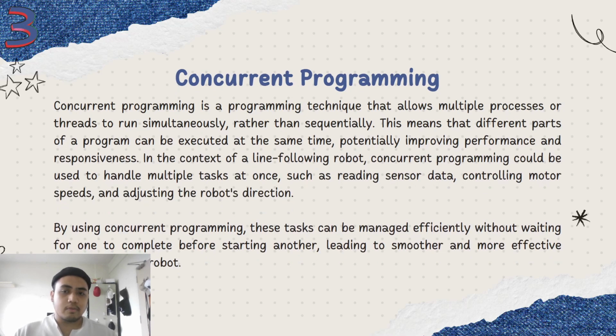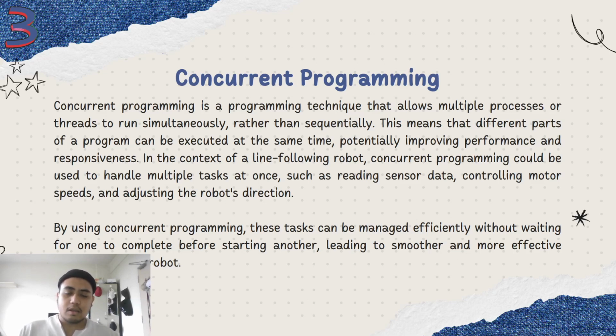Okay, now we move to the concurrent programming. What is this concurrent programming? So, concurrent programming is a programming technique that allows multiple processes or threads to run simultaneously rather than sequentially. This means that different parts of the program can be executed at the same time. Hence, it will improve the performance and the responsiveness of the program.